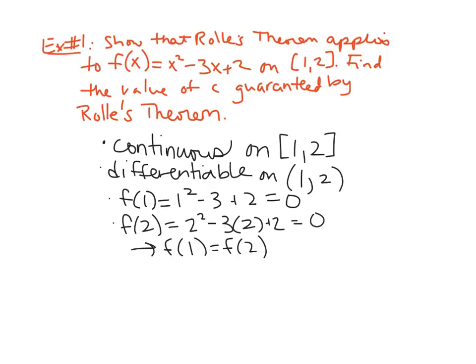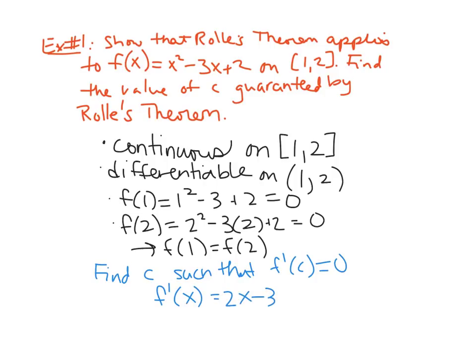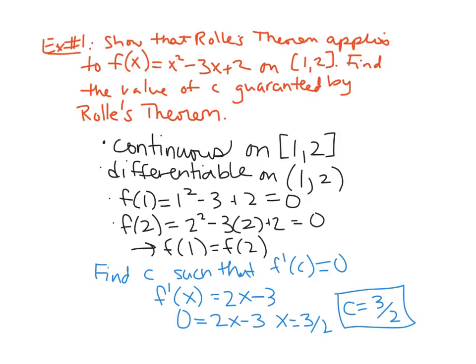The next thing that we need to do is find c, such that the derivative at c is going to be 0. First thing I'm going to do is find my derivative. Derivative is 2x minus 3. And then I need to figure out what c is. So all I need to do is set that equal to 0. I'm going to find that x is going to be 3 over 2, and that actually is my c value. So that's all you usually need to do for Rolle's theorem.